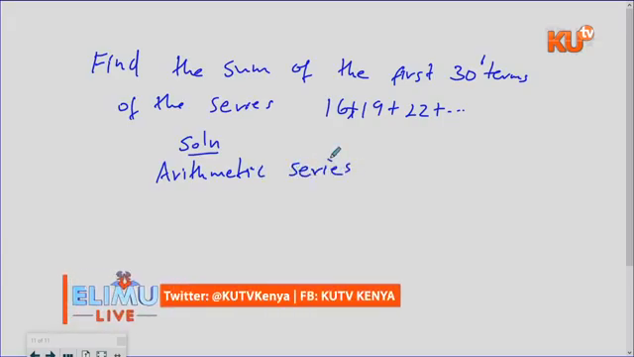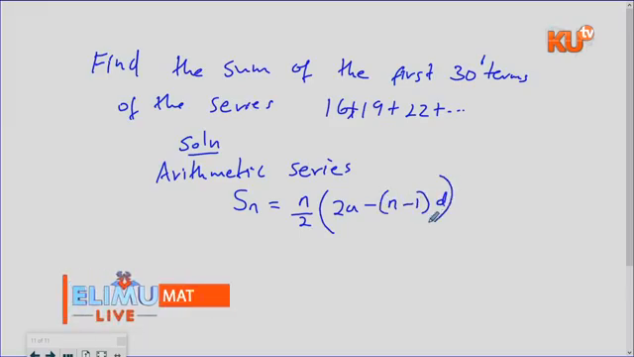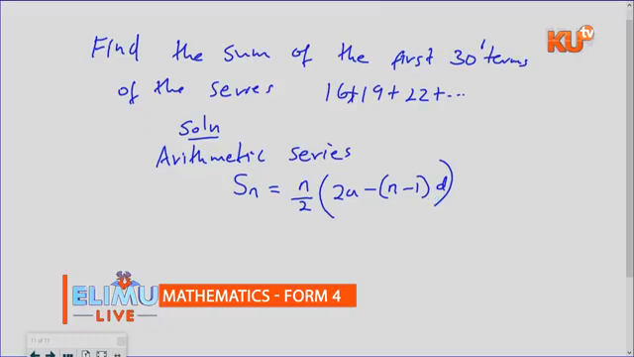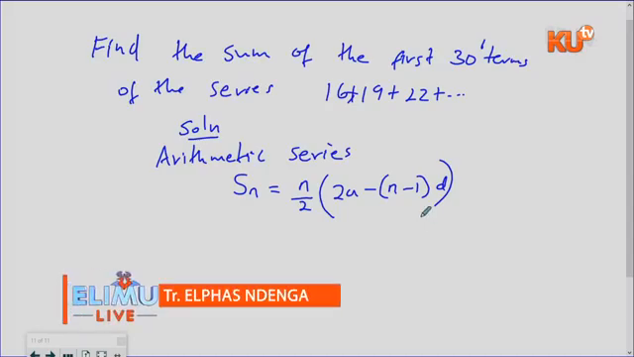So how do we get the sum of terms? The sum of terms in an arithmetic series is given by the formula n over 2 into twice a plus n minus 1, you multiply by the common difference d. For those who are wondering where this is coming from, we had not looked at this part for the series, but because it's a revision case, you know this formula, and that's why our student who is watching us from somewhere has posted this question to help him. So this is the formula.